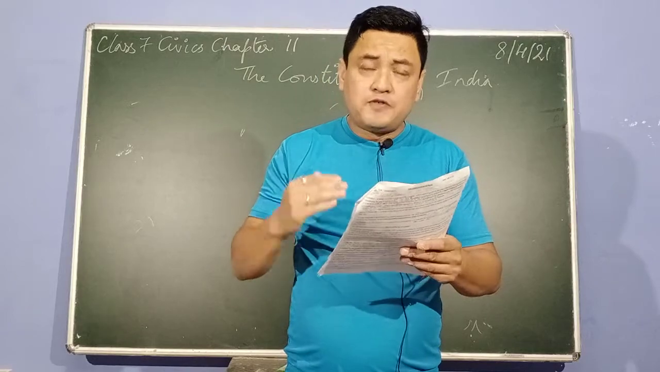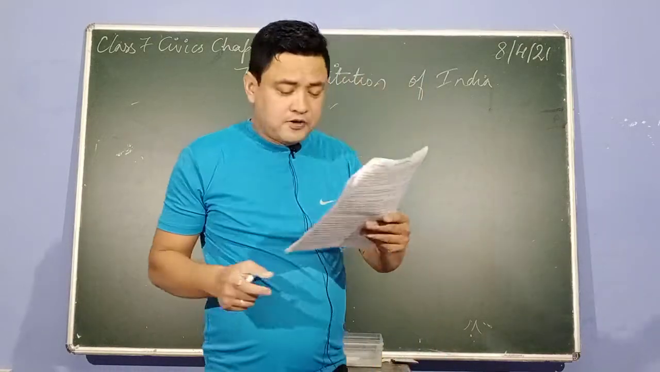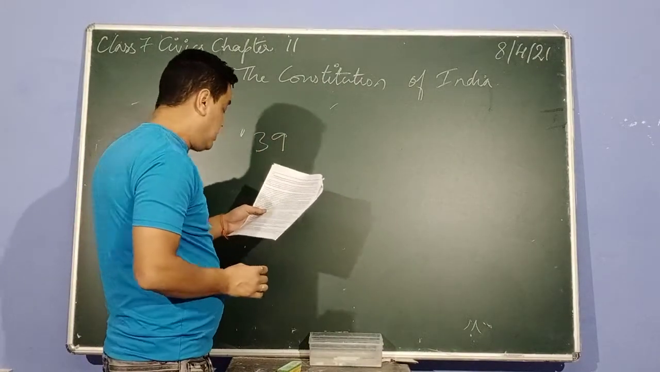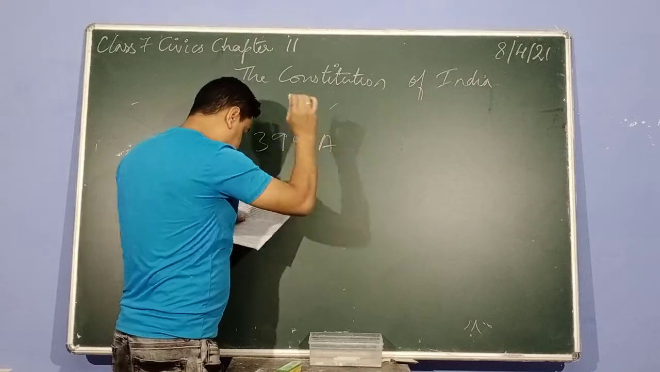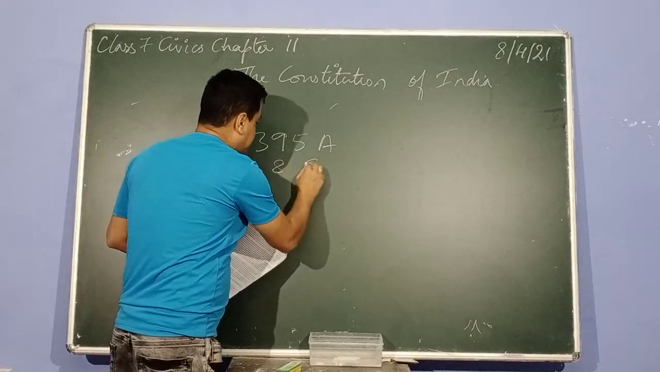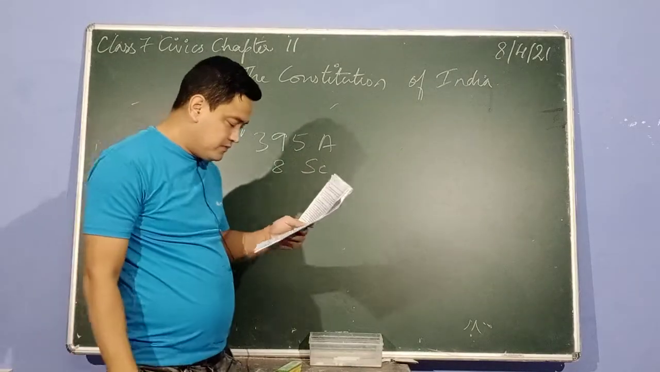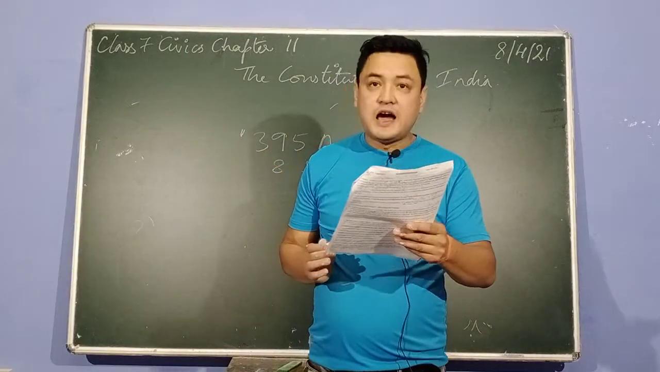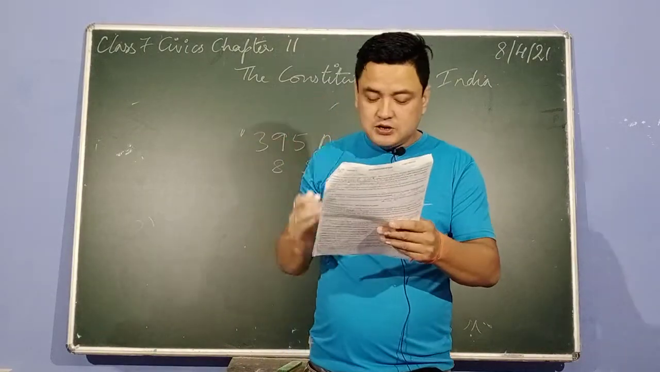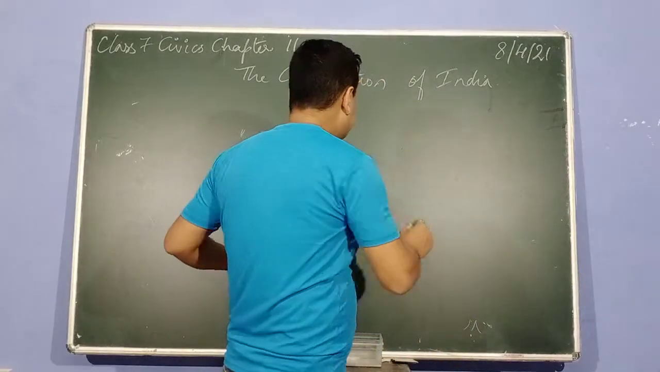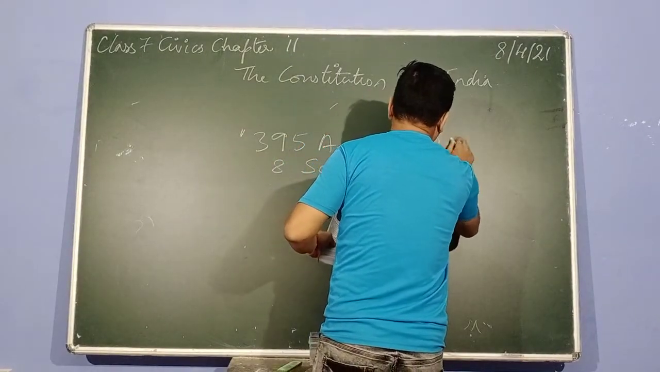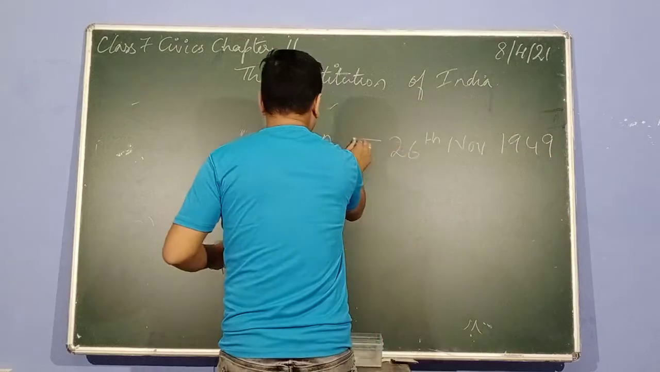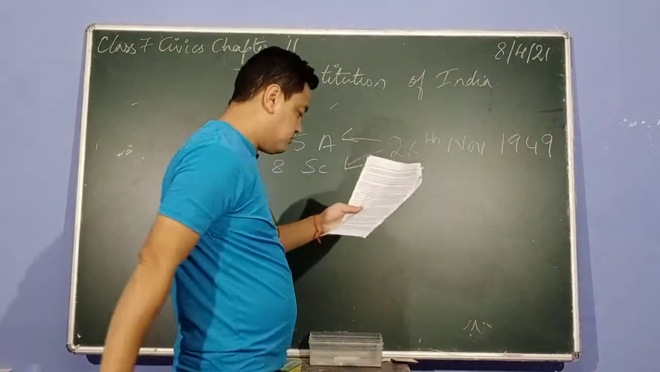At the time of its signing, the Constitution consisted of 395 articles and 8 schedules. So the Constitution of India was adopted and passed by the Constituent Assembly on 26 November 1949, with 395 articles and 8 schedules.